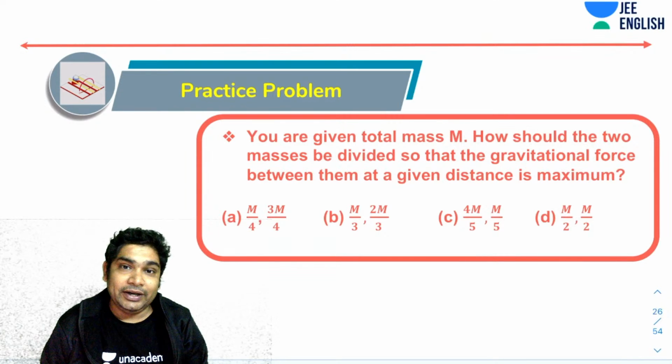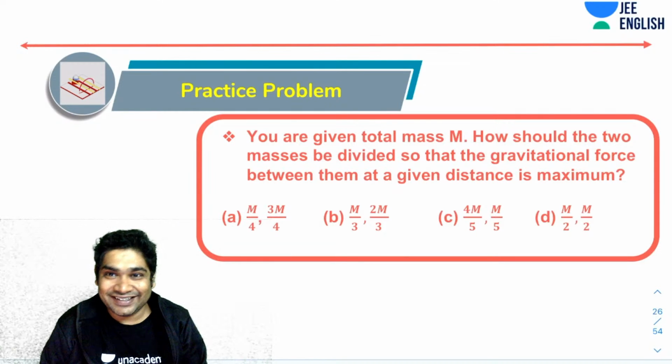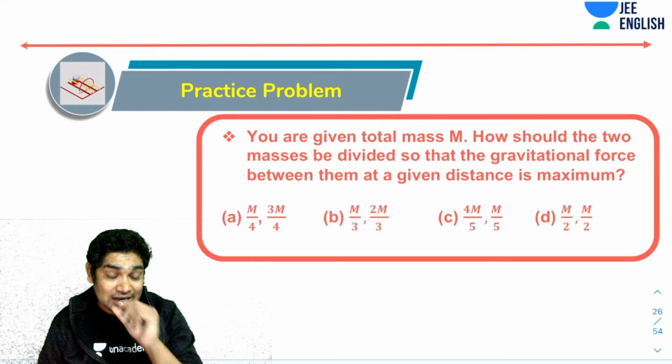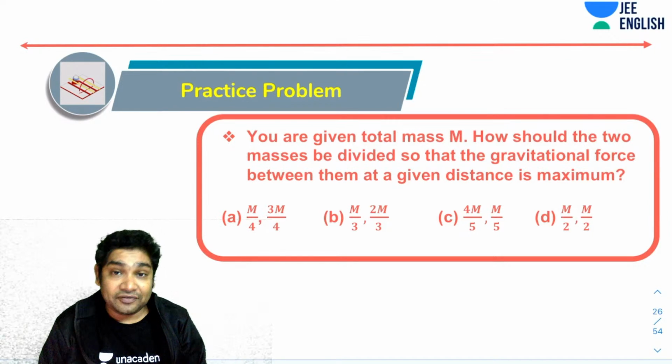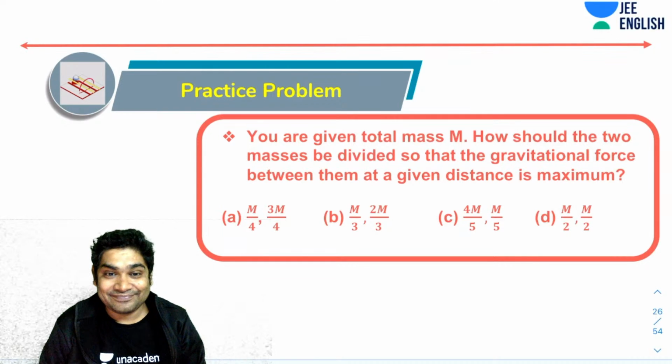In case you don't know anything, the easiest way is to check out the options. In case you can't figure out how to calculate this, you can always see it from the options. And that is how the mains questions are. You can figure out a lot of mains questions just by looking at the options.